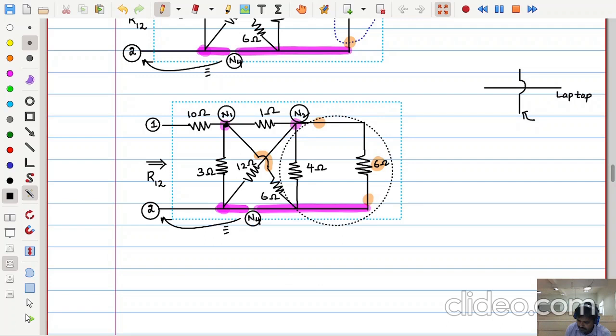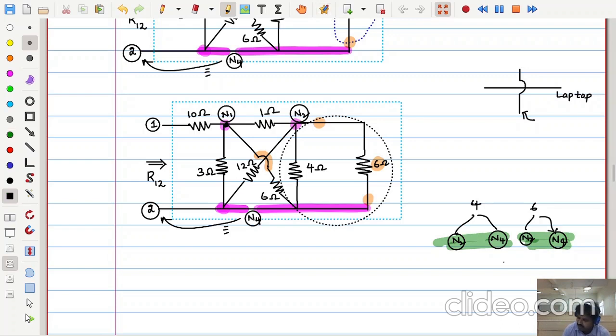4 and 6. Clear? 4 and 6, is it parallel? Where is 4 connected? 4 is connected between N2 and N4. If you have any doubt, you can verify in this way. Where is 4 connected? One side is at N2, the other side is at N4. What about 6? 6 is connected at N2, the other side is N4. So these have the same pair of nodes, N2 and N4. So we can say these are in parallel.